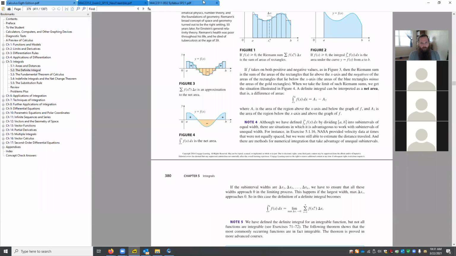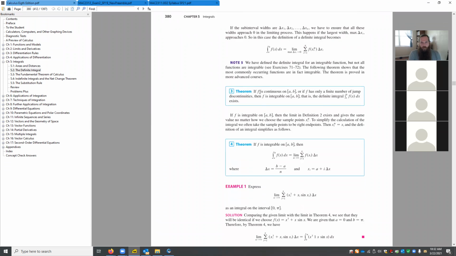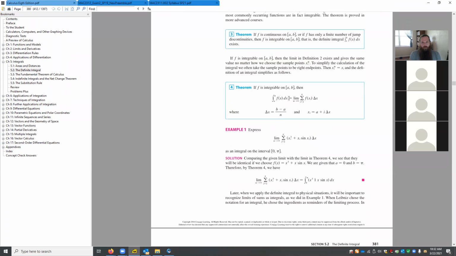So let's do some integrals. Here is the illustration kind of explaining why area beneath the x-axis is measured as negative. All of these rectangles have a negative height. So when we look at the exact area, that area will be measured as negative. Here is our theorem. If you're continuous, or if you only have a finite number of jump discontinuities, then your function is integrable, can be integrated. And of course, the definition: the exact area, the integral from a to b of f of x dx, is the limit of the Riemann sum, where delta x is what you think it is, and xi is what you think it is.